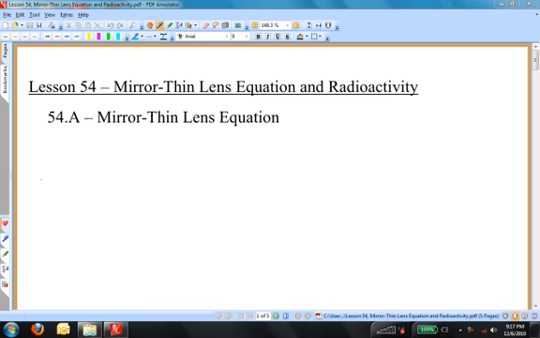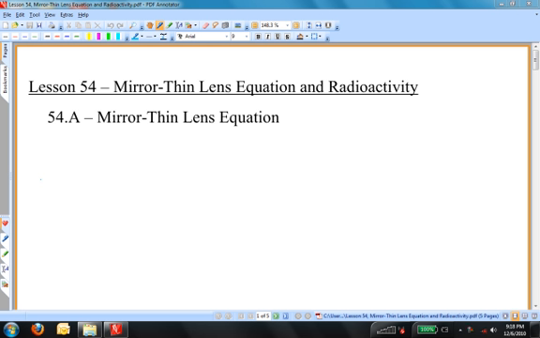This is Lesson 54, and it is entitled The Mirror-Thin Lens Equation and Radioactivity. These two parts have little to do with each other, but your authors have seen fit to put them together in the same lesson, and we'll take them one at a time. And we'll begin with the mirror-thin lens equation.